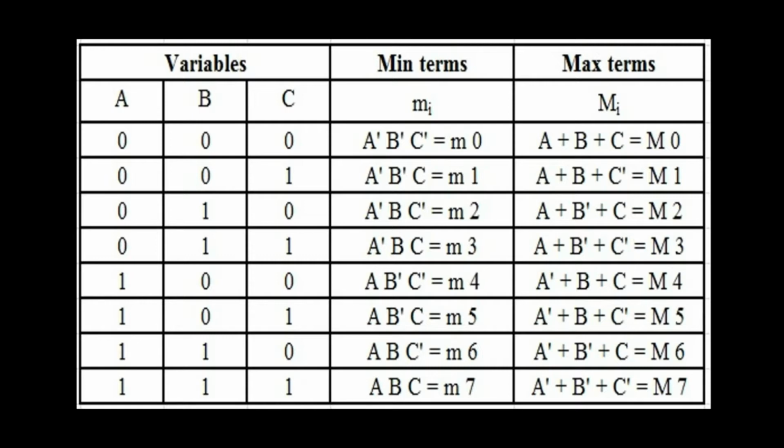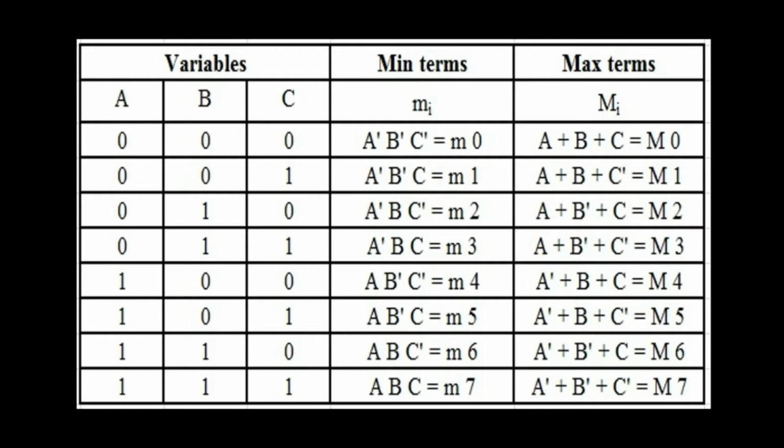So in min terms, a dash, b dash, c dash is equivalent to m naught. Here a dash is because the input is 0, so 0 means the complement of a has to be taken. That is in the case of min terms. Now we move on to the next column, which is max term. Max term is represented by capital Mi, where i indicates 0, 1, 2, likewise up to 7. In max terms you find the summation a plus b plus c. So max terms are the addition terms, min terms are the product terms, and the values will be reversed.